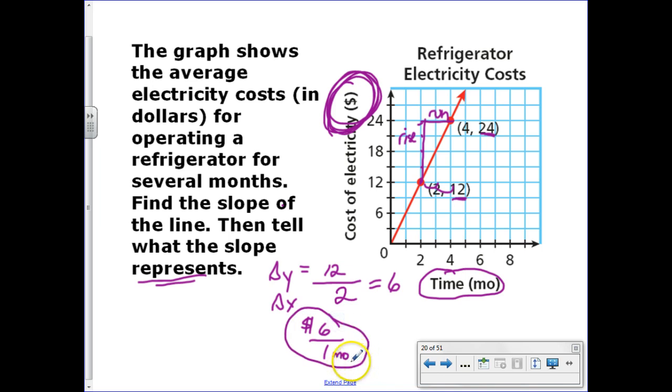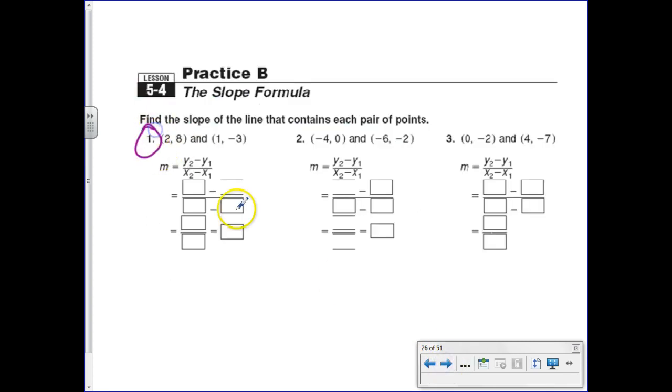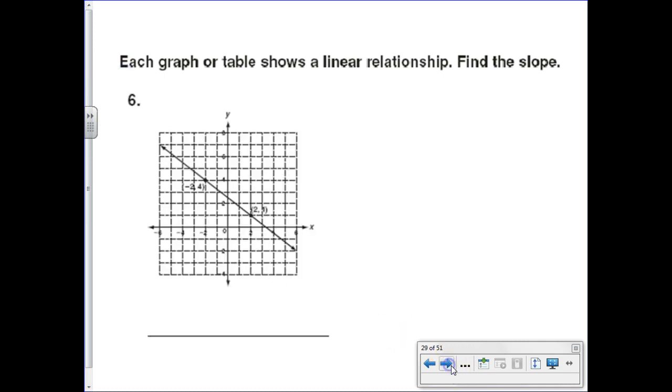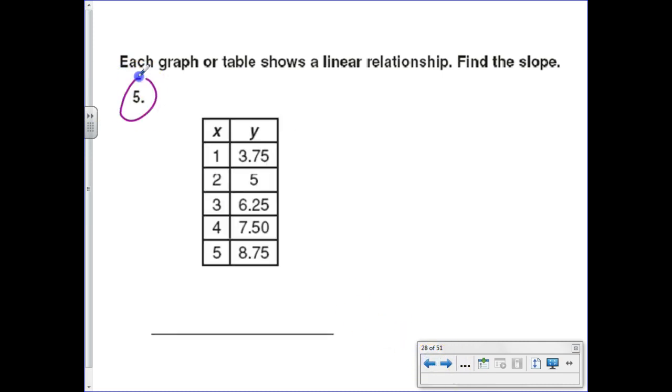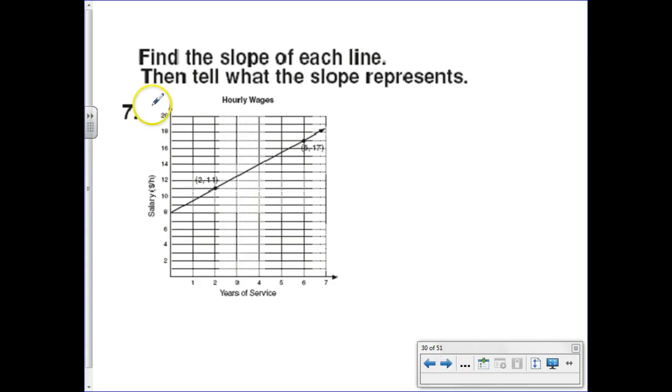There you go. All right, for your assignment today, we walked through just a few selected problems in the workbook. In fact, I would just say take a look at number 1, take a look at number 4. I would do number 5, frankly. And then let's just hop and look at number 7. Pause the video, and then what I want you to do is go back and check your answers.